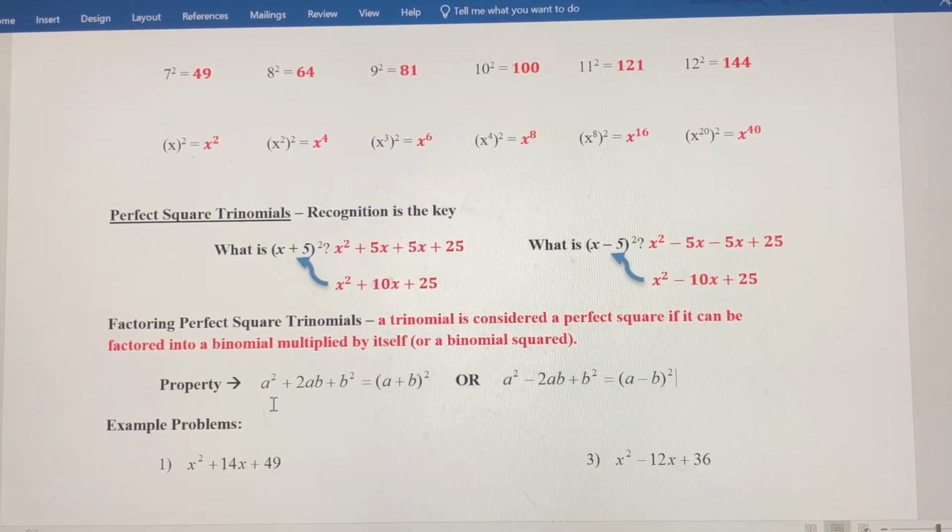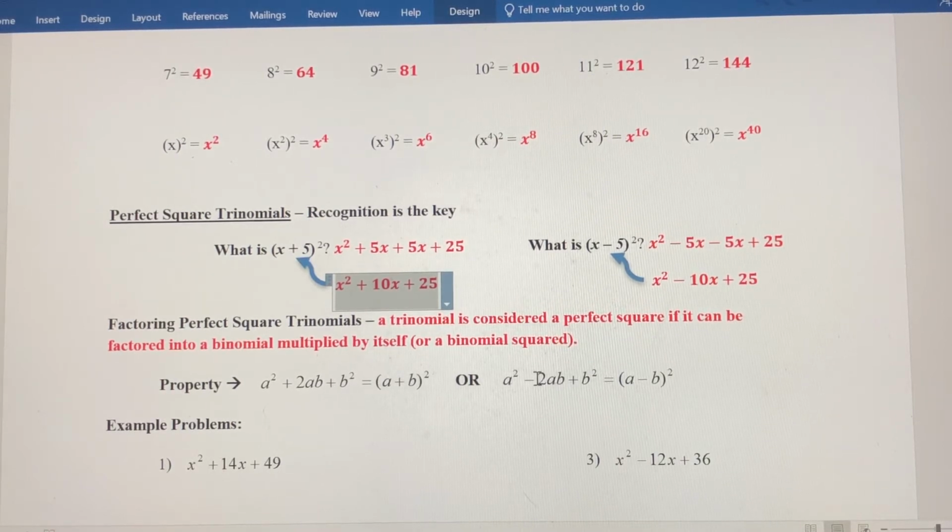So, property here. If we've got a squared plus 2 times a times b, okay, and a would be the square root of this, b would be the square root of this, okay? If this pattern exists, like it does here, then we know we've got a perfect square trinomial, and we can factor it as the square root of a plus the square root of b to the second power, okay?